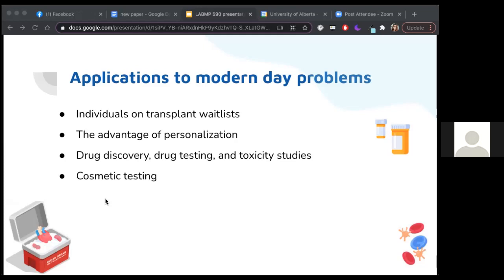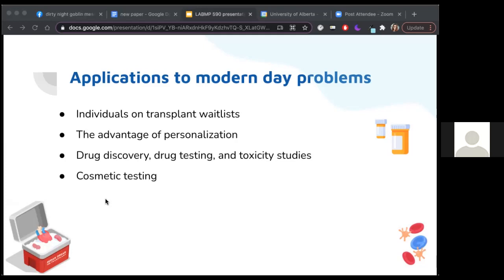Another key advantage of bioprinting is the personalization aspect that you can do with the organ. Since the patient's own cells are used to create the organ, the risk of rejection is nearly diminished, and the recipient will not have to take lifelong immunosuppressants to prevent rejection.